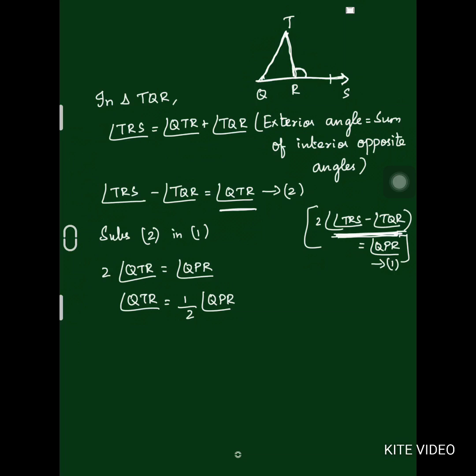So, what I did, I took the second triangle, that is triangle TQR, where TRS is an exterior angle. You know, exterior angle is equal to sum of interior opposite angles. To prove the required one, TRS minus TQR is equal to QTR. Then I substituted this second equation in the first equation. What is the first equation? 2 times TRS minus TQR is equal to QPR. In the place of TRS minus TQR, I replaced with QTR. So, 2 into QTR is equal to QPR. From that, QTR is equal to half angle QPR. So, we just proved what is to be proved. Hope it's clear, children.